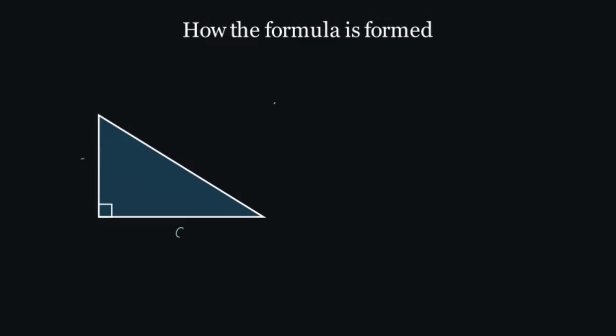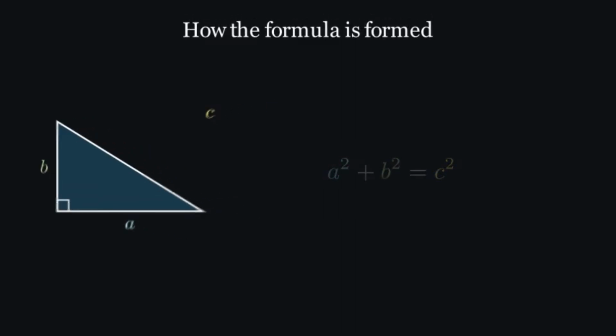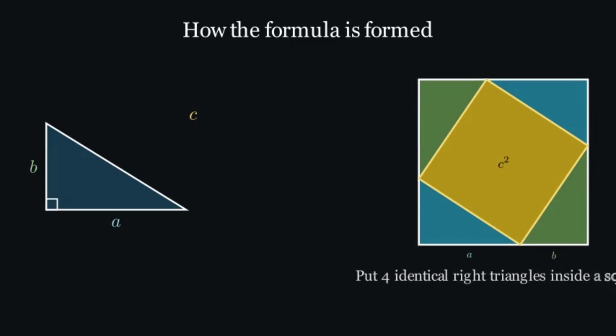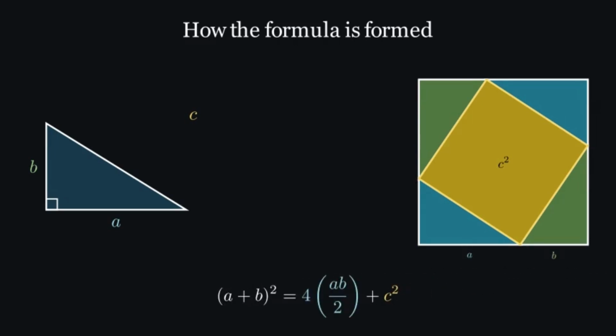Now let's see how the formula is formed. Put 4 identical right triangles inside a large square. The total area of the big square is equal to the area of 4 triangles plus the area of the middle square. When we simplify, the matching 2ab cancels from both sides. What remains is a squared plus b squared equals c squared.